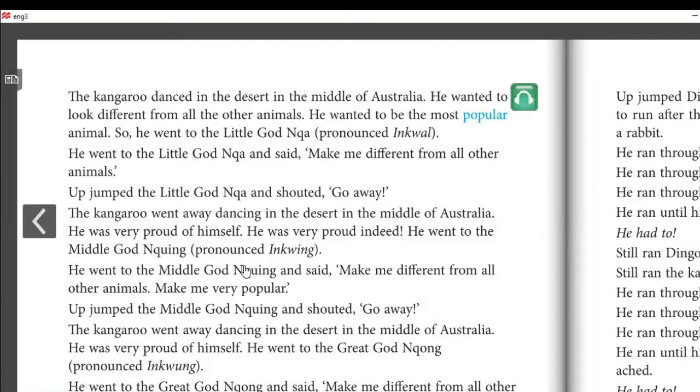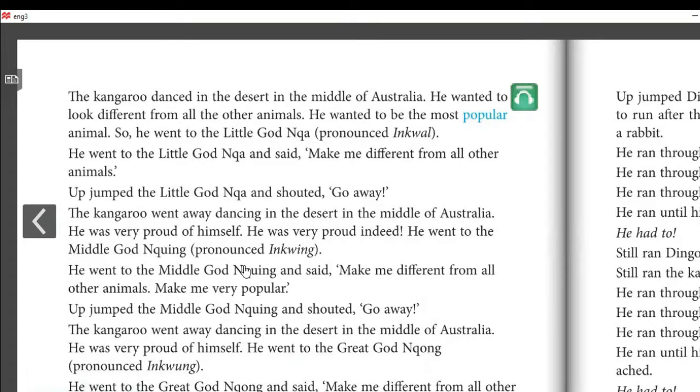So up jumped the little god Nqa and shouted, go away, go away. Like that, the god shouted. So the kangaroo went away dancing in the desert in the middle of Australia. So he was very proud of himself. What did he do? He was very proud of himself. He was very proud indeed.